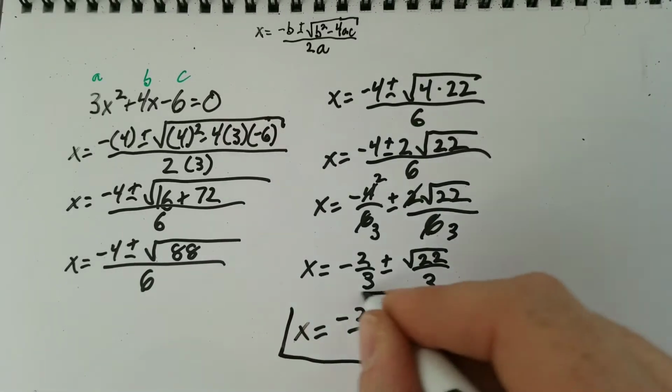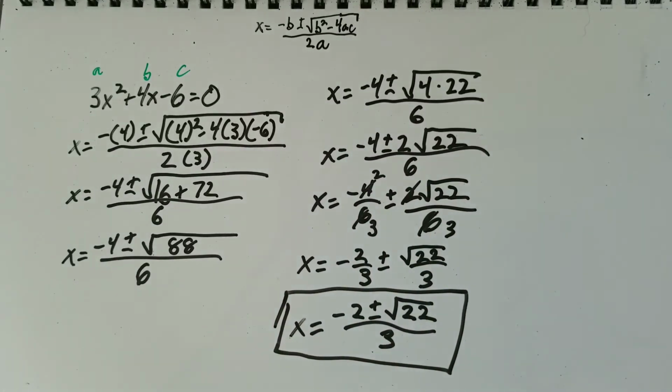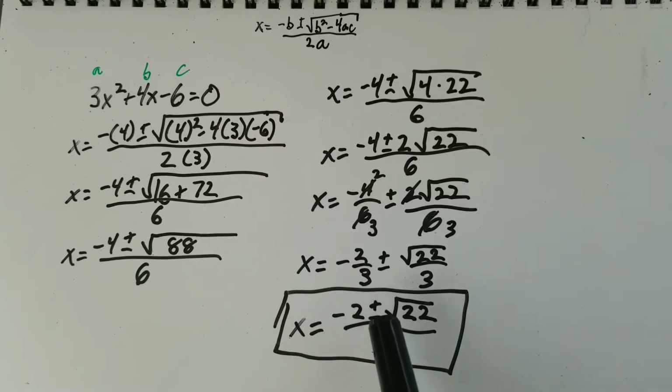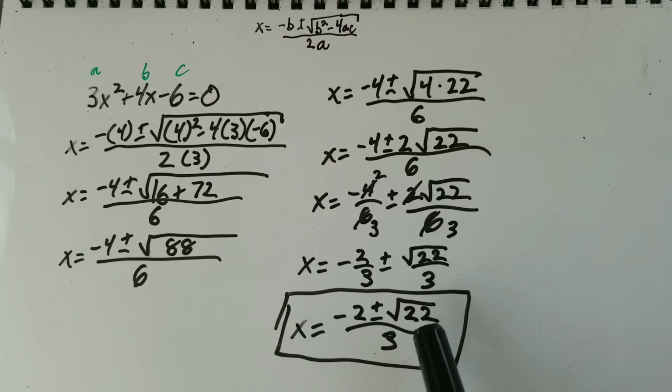And that is our answer for our x-intercepts. And you do -2 plus the square root of 22 over 3, and then -2 minus the square root of 22 over 3, and those would give you your 2 answers for x.